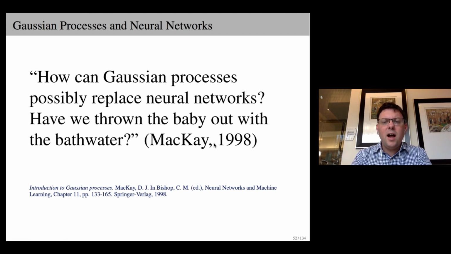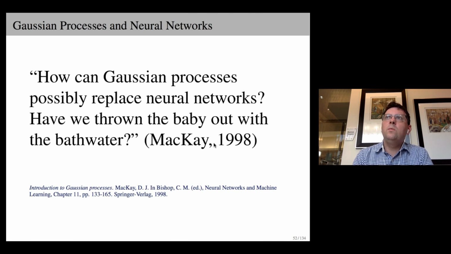Now, David MacKay was a big supporter of Gaussian process research, but at the same time, he was a bit of a contrarian. He wrote this essay in an edited book on neural nets where he has this quote: "How can Gaussian processes possibly replace neural nets? Have we thrown the baby out with the bathwater?"